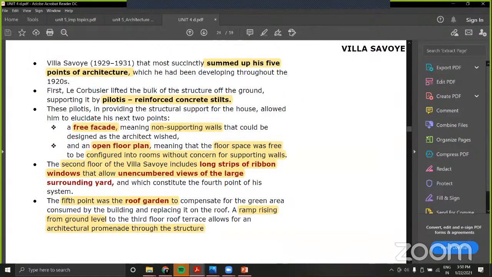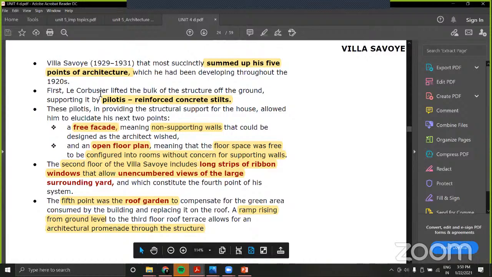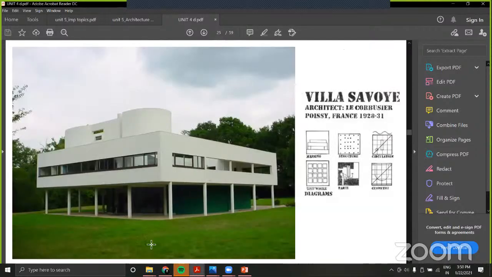So, Villa Savoye is one of his most talked-about structures, which was constructed between 1929 and 1931. He lifted the bulk of the structure off the ground, supporting it by pillars, that is reinforced concrete stilts. This is nothing but what we have in our parking, right? In apartments and all, we have the ground floor as parking. So that idea came from Le Corbusier.